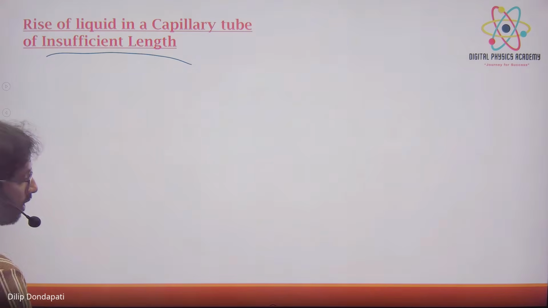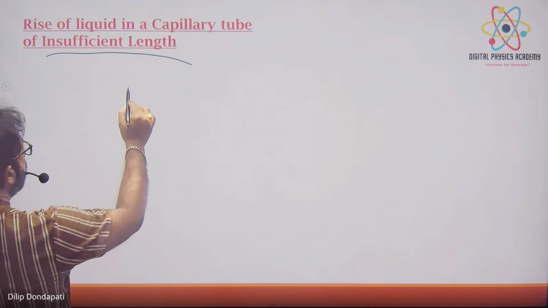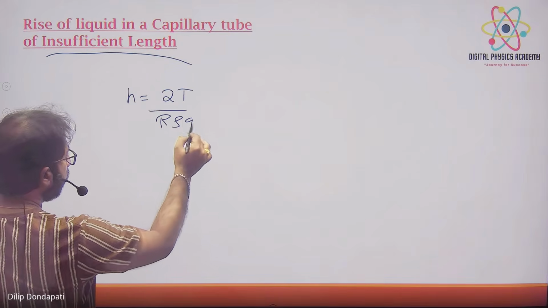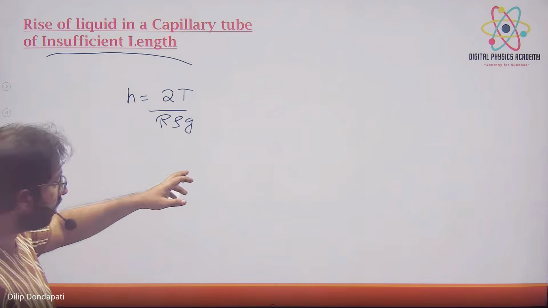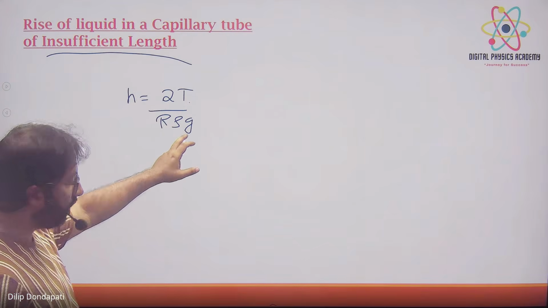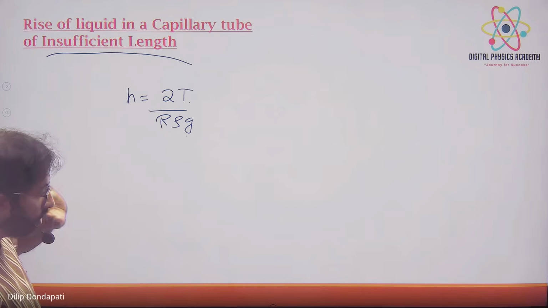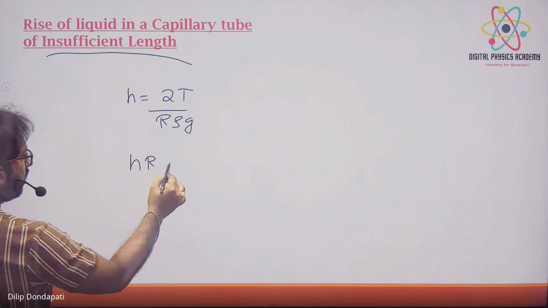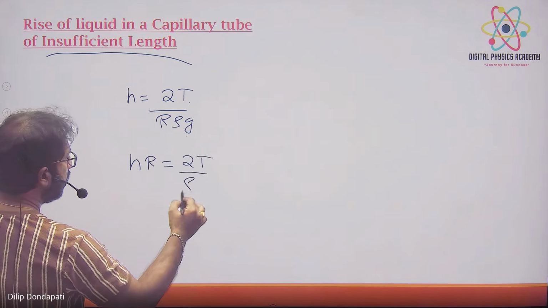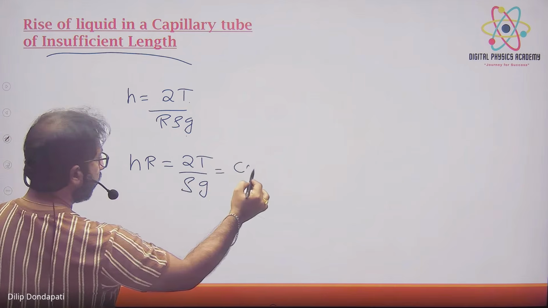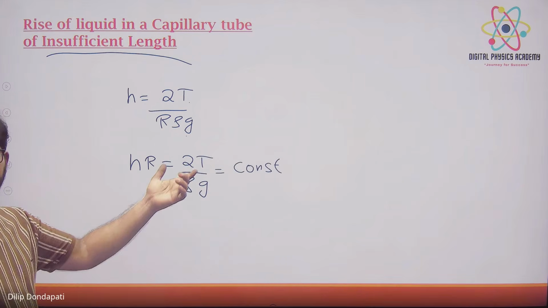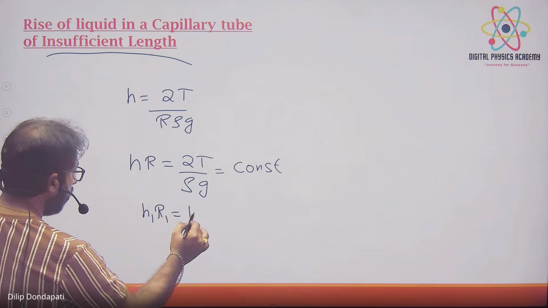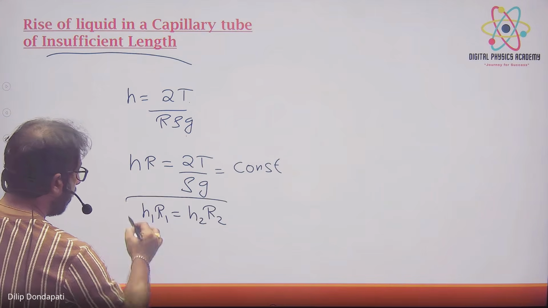So आपको क्या करने का, simply use this formula. h equal to, normal formula क्या था, 2T by r rho g, right? इसमें क्या क्या constant है? T constant है, 2 constant है, g constant है, and rho is constant, right? So therefore hr, I am taking cross multiply, is equal to 2T by rho g. ये पूरा constant है ना. So therefore I can write like this, h1 r1 is equal to h2 r2. Very important.